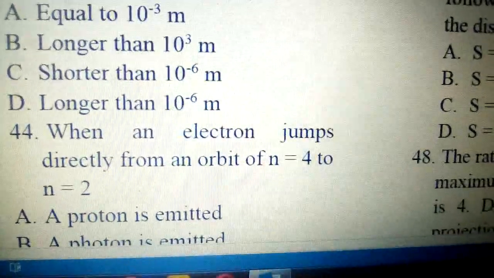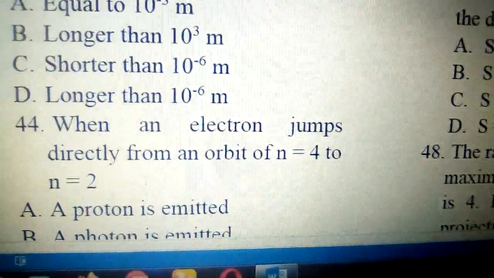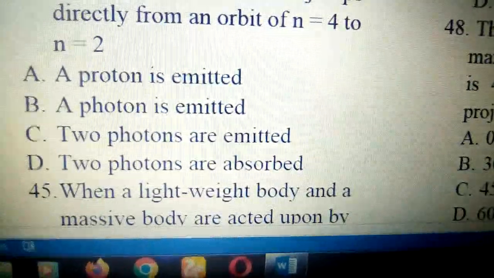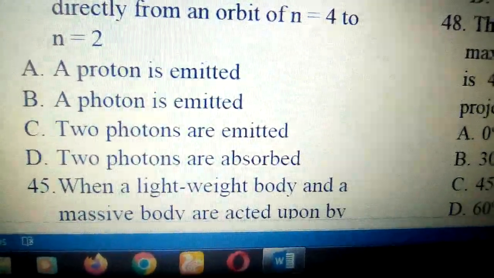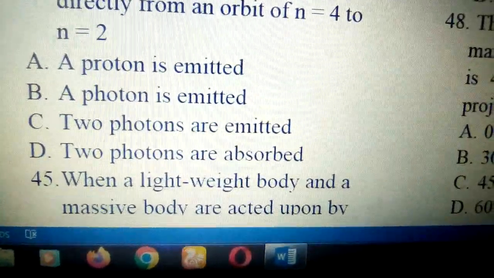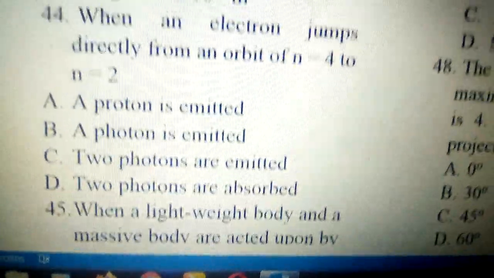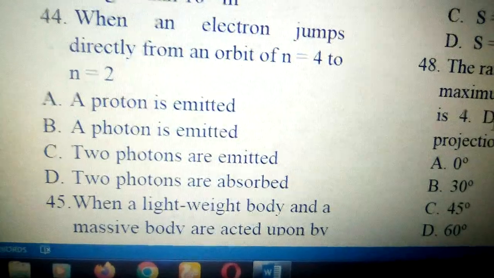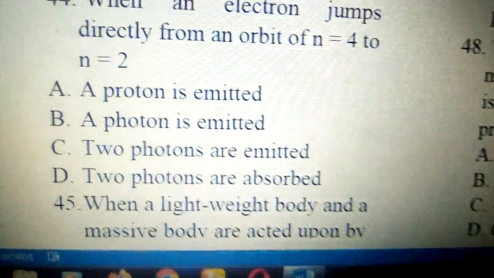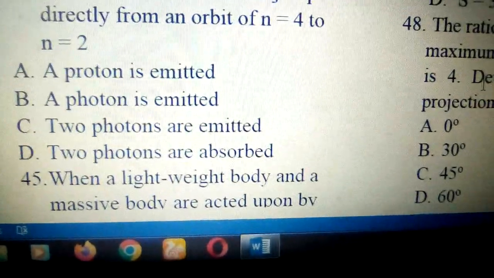When an electron jumps directly from an orbit of n equal to 4 to n equal to 6, A, a proton is emitted, B, a photon is emitted, C, 2 photons are emitted, D, 2 photons are absorbed. So you jump directly from n4, from a higher state to a lower state. The answer is B, a photon is emitted.